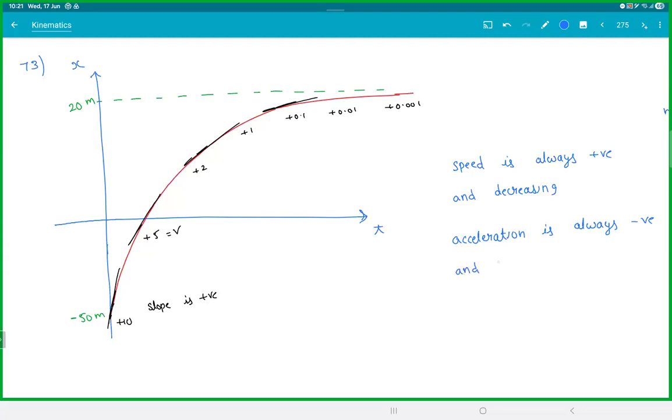And what about the particle? It is starting from x is equal to minus 50, and it is trying to go towards 20, but it will never reach 20. Clear? I hope it is clear now. When you see a graph, how to figure it out. Let's see one more like this.